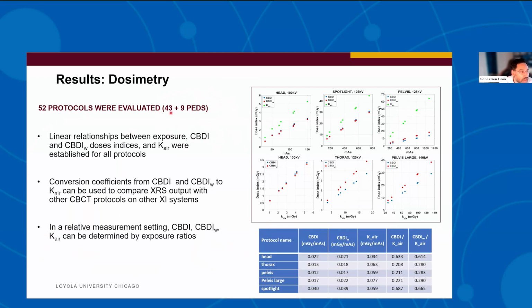So results from the dosimetry: we evaluated 43 protocols from those defaults, and we custom designed a pediatric protocol for pediatric patients, and we evaluated 9. So basically, what we saw from that, we established a linear relationship between exposure, CTDI indices, and air kerma, which allows us to establish the relationship between CTDI and air kerma.